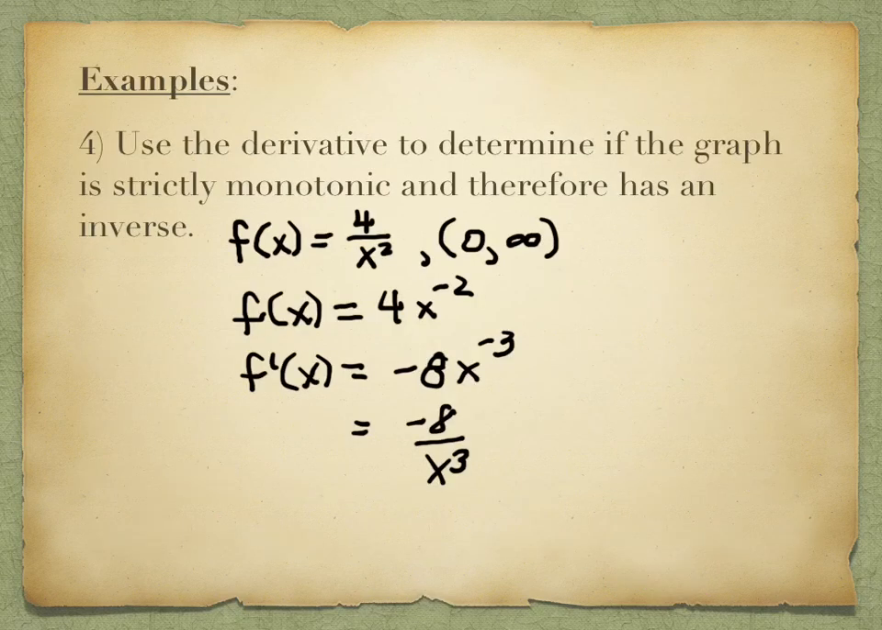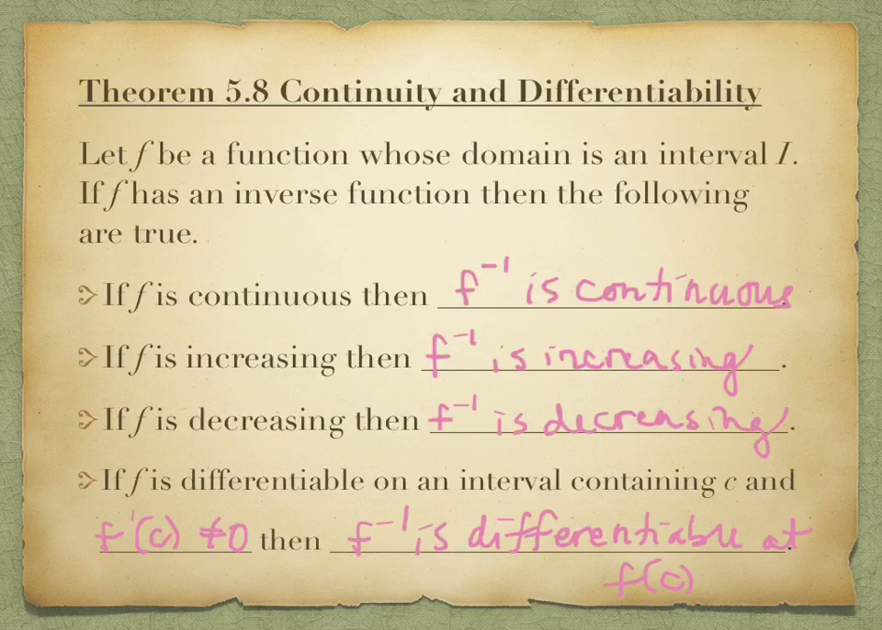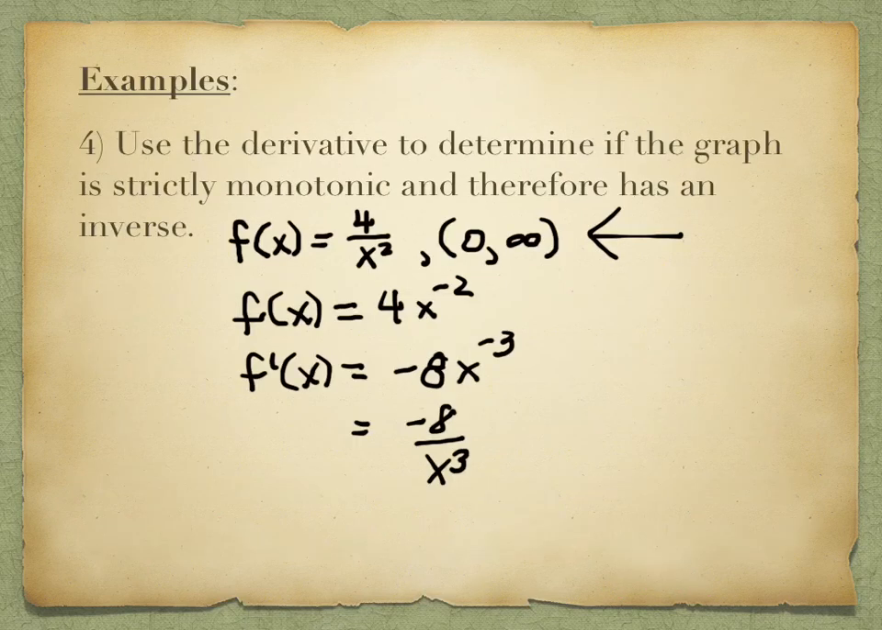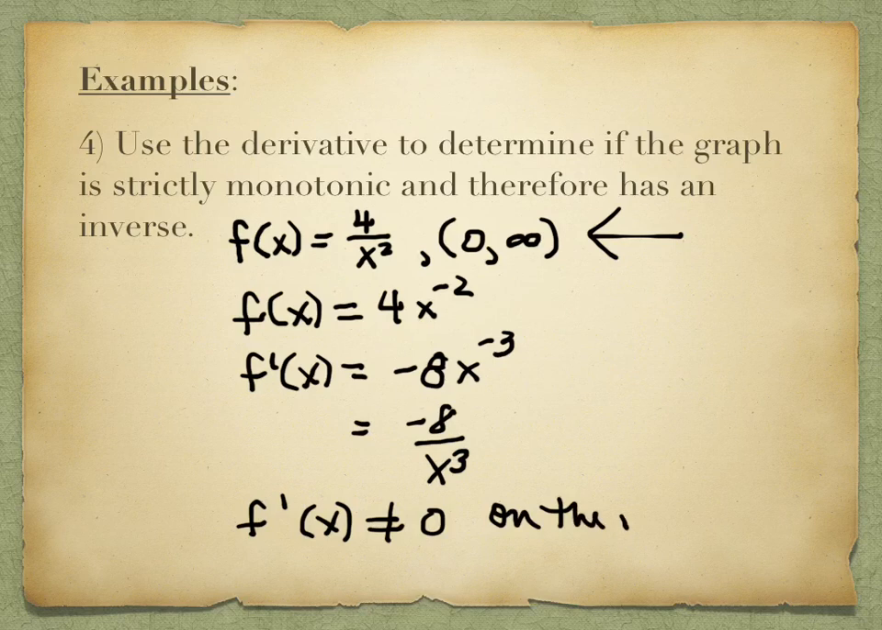So take a look at this function, negative 8 over x cubed. And notice again, my domain is actually from 0 to infinity, so I can't include 0. There's a parenthesis there. Imagine using numbers like 1 or 1 half as your minimum bound. If you put in any positive number in the denominator here, what are you going to get out of the derivative? It is negative, right? And in particular, that means it's not zero, and that's the feature we were looking for on part 4. So f prime of x does not equal zero on the interval 0 to infinity.